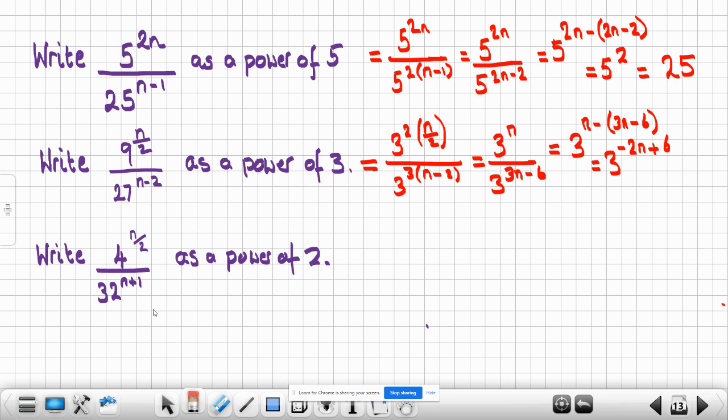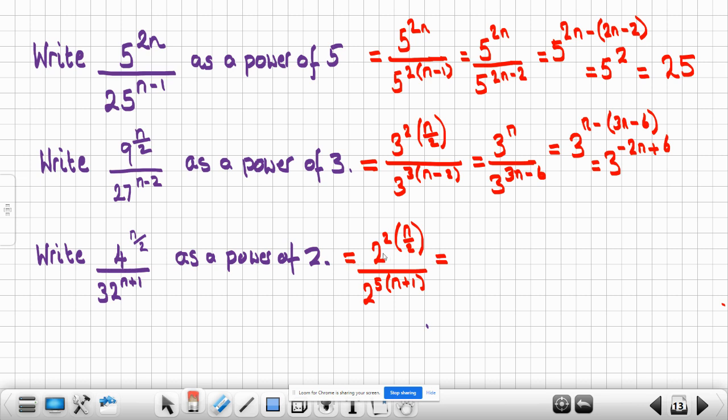Let's do this last one. So again, we've got write this as a power of 2. Let's go for it. So we can say 4 is 2 squared, and that's going to be multiplied by n over 2. And we're going to divide that by 32. If we want to write it as a power of 2, that is 2 to the 5. Of course, it's going to slow you down if you don't know your powers, but you can always look at the prime factors and it will draw it out.